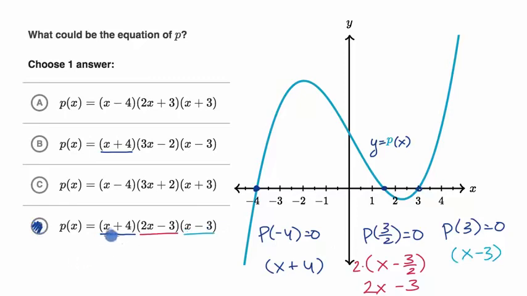When x is equal to -4, this part of our product is equal to 0, which makes the whole thing equal to 0. When x is equal to 3/2, 2x minus 3 is equal to 0, which makes the entire product equal to 0. And when x is equal to 3, it makes x minus 3 equal to 0. 0 times something is going to be equal to 0.